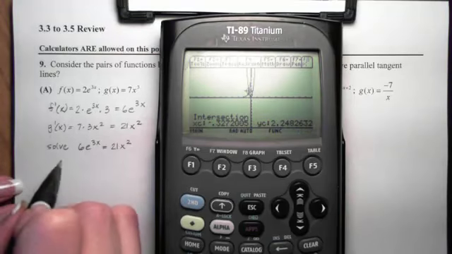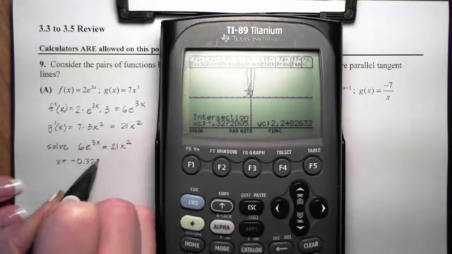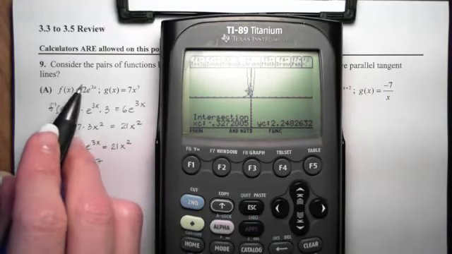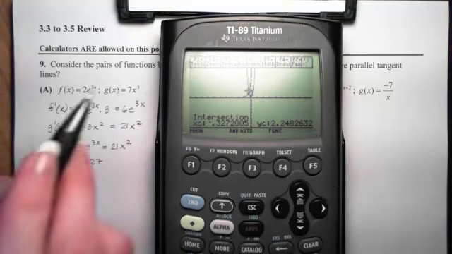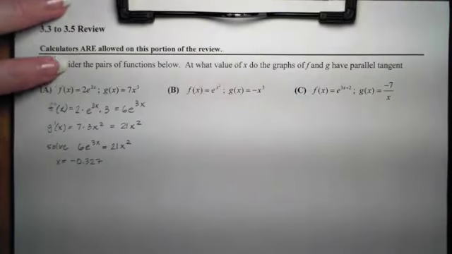So my intersection was x equals negative 0.327. So I have found the x coordinate for which the equation here and the equation here will have parallel tangent lines. So let's look at part B.